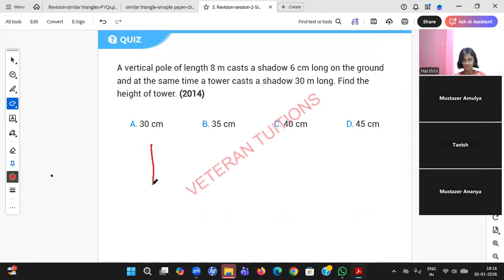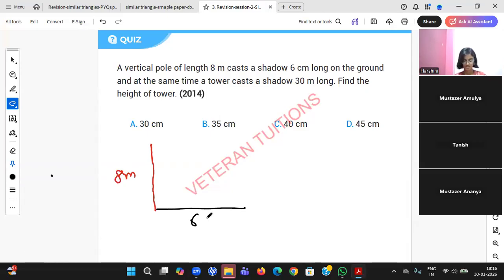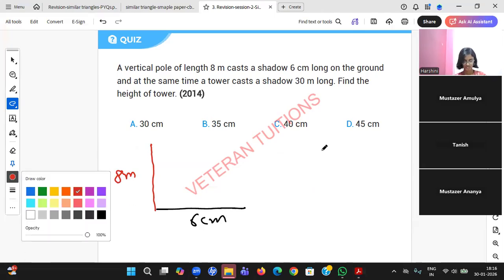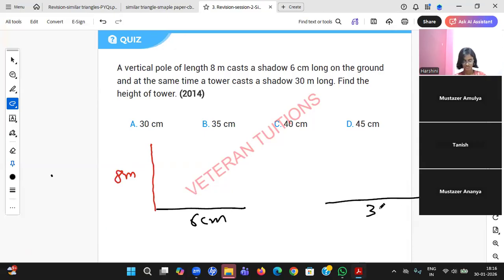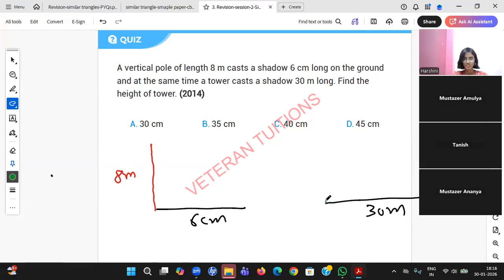Vertical pole, 8 meters. Shadow, 6 centimeters. Now, on the ground at the same time, the tower's shadow, 30 meters. He's asking about the tower. The tower will be higher than the pole, so try to take the tower as the bigger height.